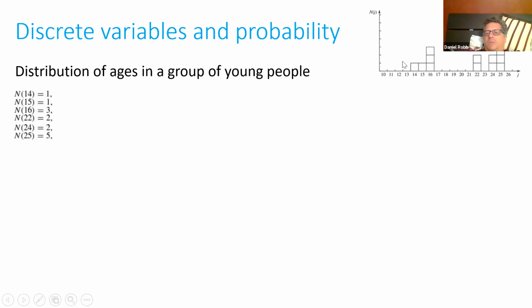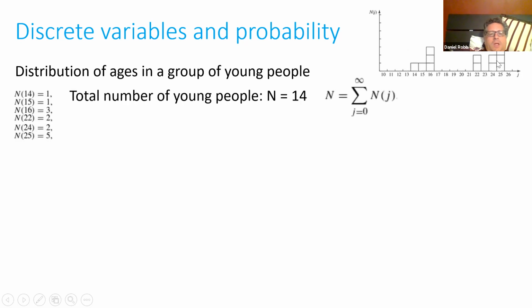And you can see a histogram up here in the top right hand corner of the different ages. So 1 for 14, 1 for 15, 3 for 16, and so forth. Okay, so the total number of young people in this group we would get by just adding up all these numbers. 1 plus 1 plus 3 is 5, plus 2 is 7, plus 2 is 9, plus 5 is 14. So we have 14 total young people, just adding up this column of numbers.